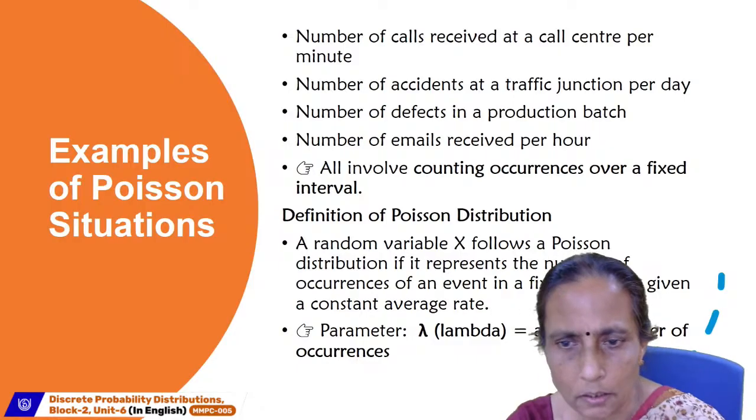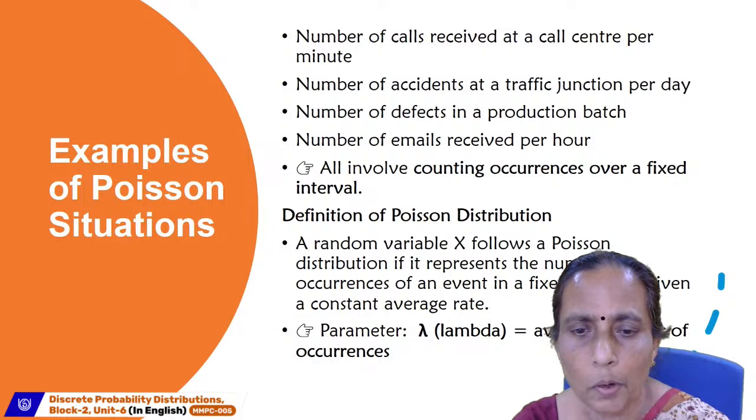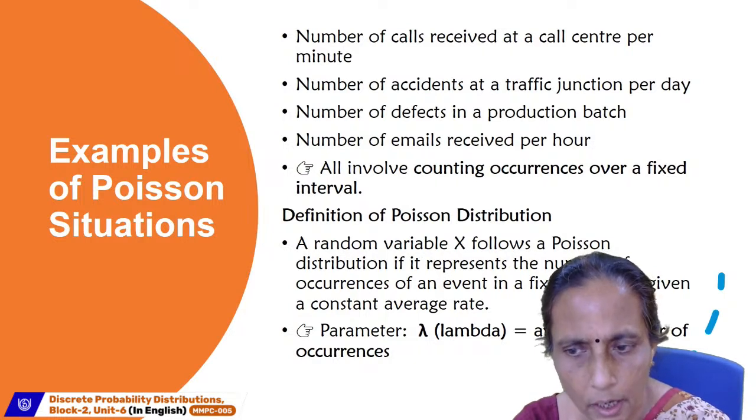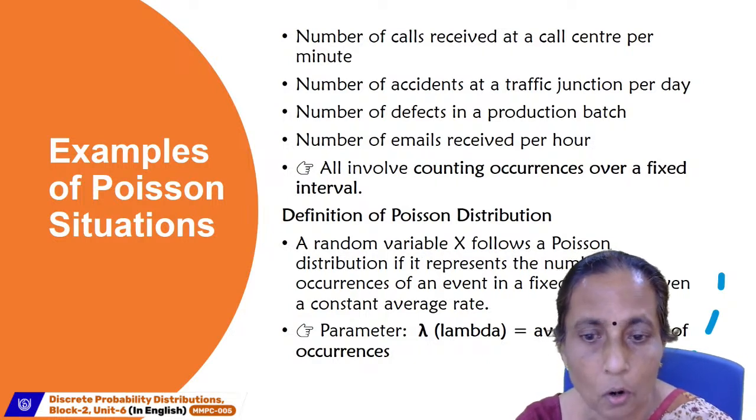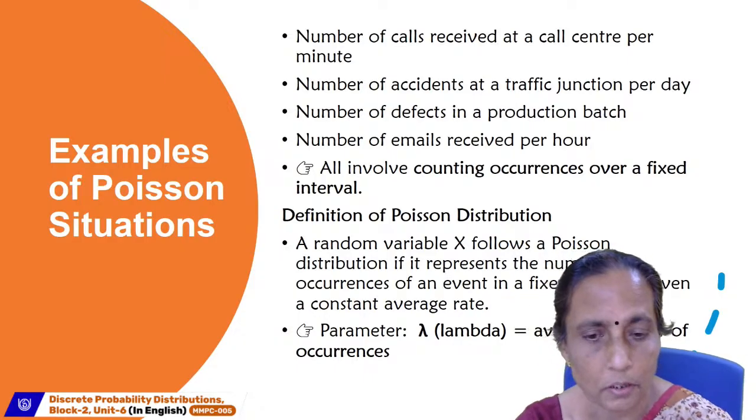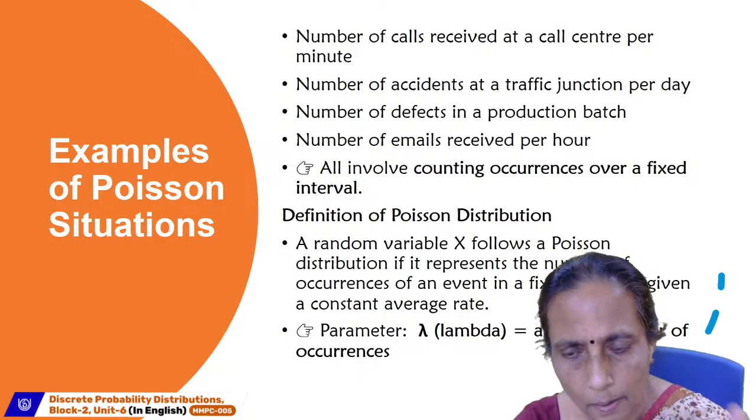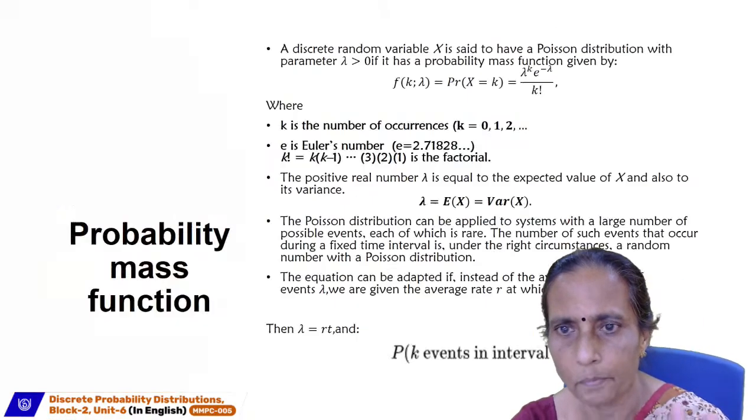A random variable x follows a Poisson distribution if it represents the number of occurrences of an event in a fixed interval given a constant average rate. So lambda is equal to the average number of occurrences. This is the only parameter in your Poisson distribution, that is lambda.